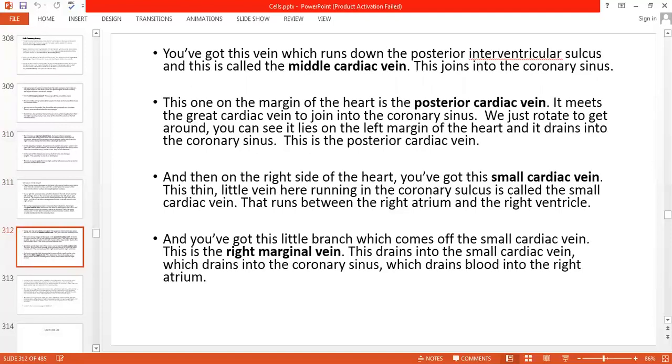We just rotate it around. You can see it lies on the left margin of the heart and drains into the coronary sinus. This is the posterior cardiac vein. And then on the right side of the heart, you have this small cardiac vein. This thin little vein running in the coronary sulcus is called the small cardiac vein. It runs between the right atrium and the right ventricle. You have a little branch which comes off the small cardiac vein. This is the right marginal vein. It drains into the small cardiac vein, which drains into the coronary sinus, which drains blood into the right atrium. So at last it will come to the right atrium, then to the right ventricle, then it will go to the lungs.